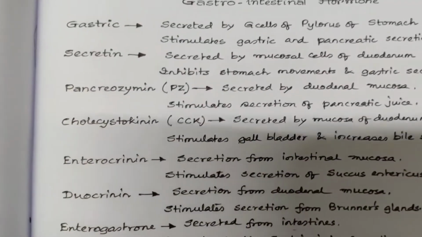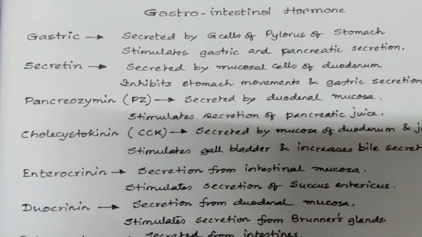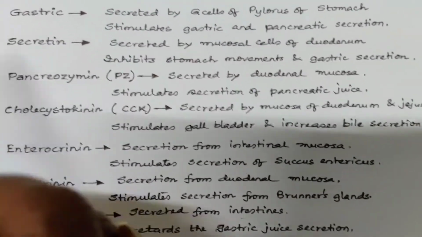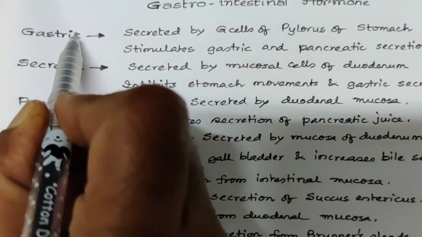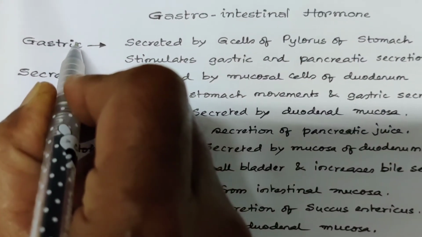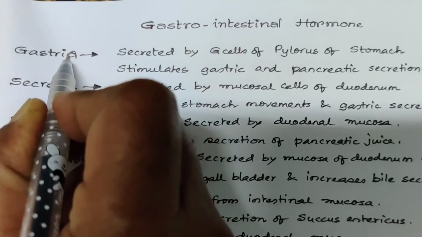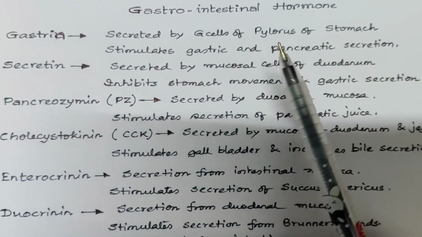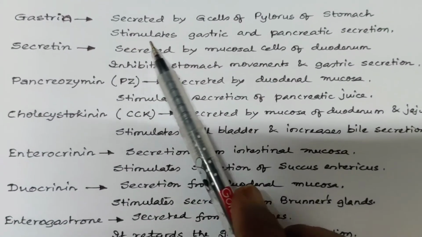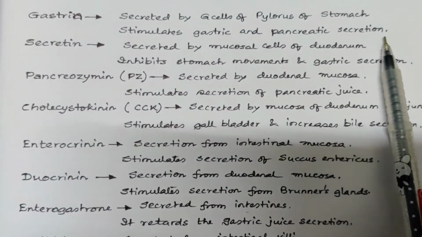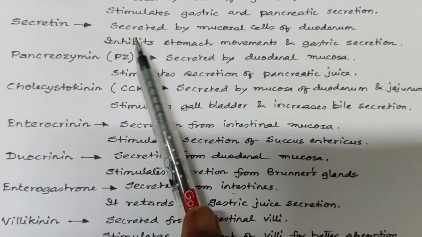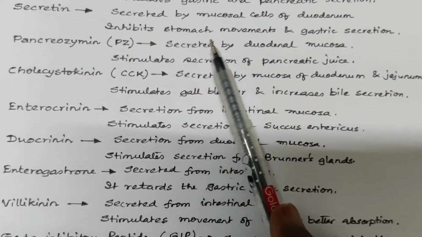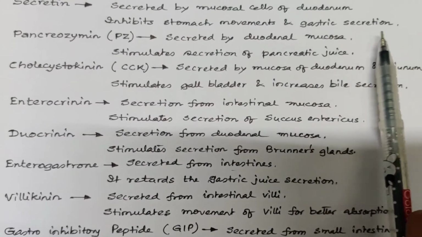Coming to the gastrointestinal hormones, as I was talking about, first is gastrin. What is gastrin? It is secreted from G cells of pylorus of the stomach. It stimulates gastric and pancreatic secretion. Then secretin. Secretin is secreted by the mucosal cells of duodenum. It inhibits stomach movements and gastric secretion.